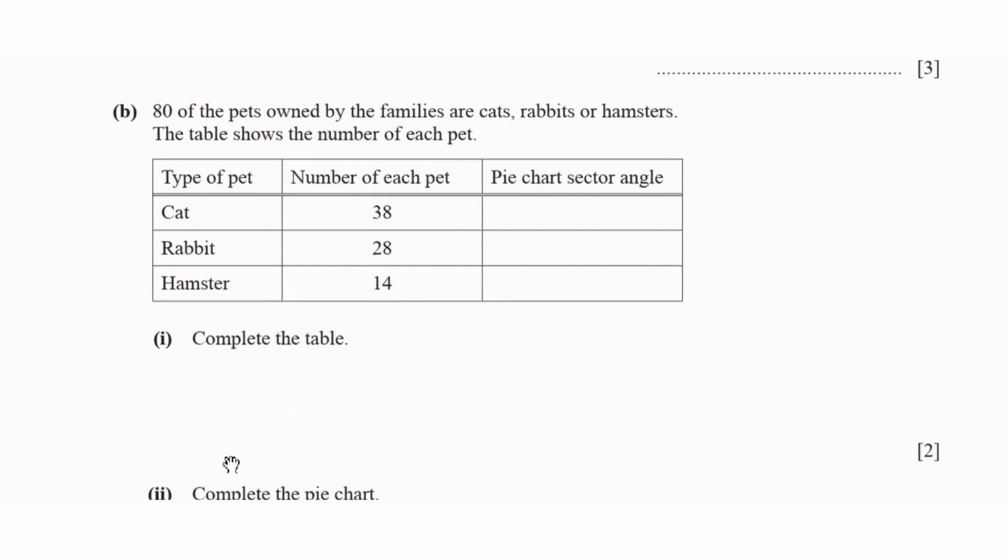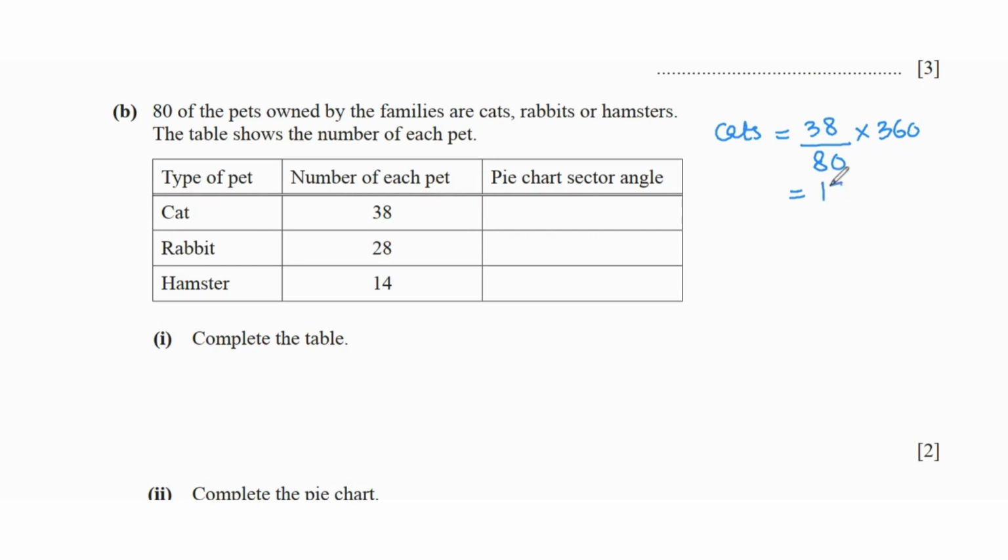Part B says 80 of the pets owned by the families are cats, rabbits, or hamsters. The table shows the number of each pet. So we have the type of pet, we have the number of each pet, and we have the pie chart sector angle that we have to calculate. So for cats, it's going to be 38, which is the number of cats, divided by the total pets, which is 80, and multiply that by 360 because you're trying to find the angle. If they were trying to find the percentage, you would multiply the fraction by 100 instead. For angle, always multiply the given fraction by 360.